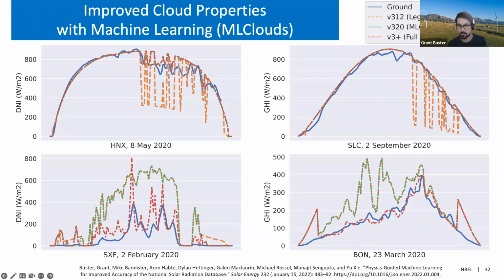So, in the paper and in these slides, we call it V3 plus. We might release ML Clouds as the full cloud property model sometime in the future, but not now. Next slide.